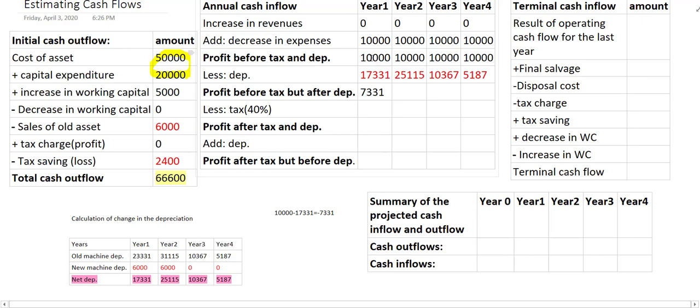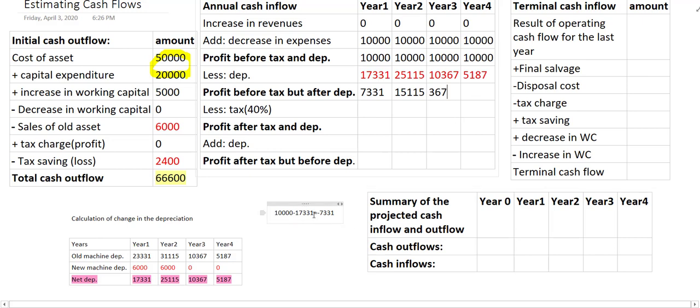But remember that as this amount is greater than that one, of course it means in this case we have to suffer loss, right? Why? Because profit before tax and depreciation is only 10,000, but depreciation is 17,331. So this is of course with a negative sign, so we will record it negative later on. So first let us calculate for the next one. If you calculate for the next one, difference will be 15,115, right? And for the next one, again it will be minus 367.